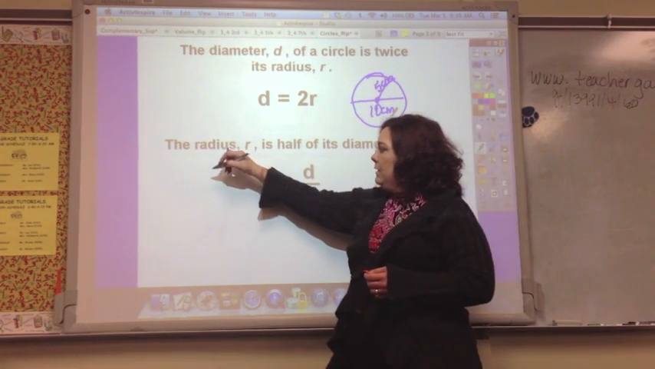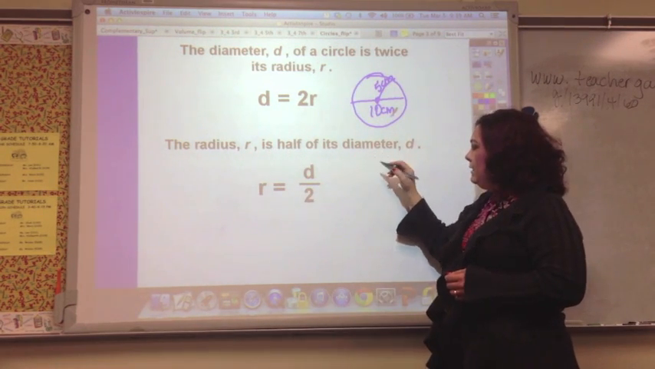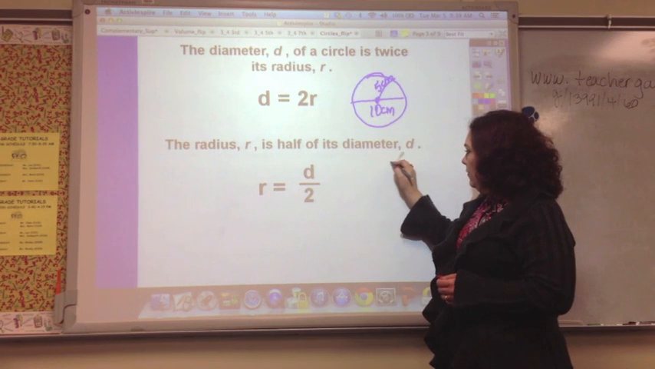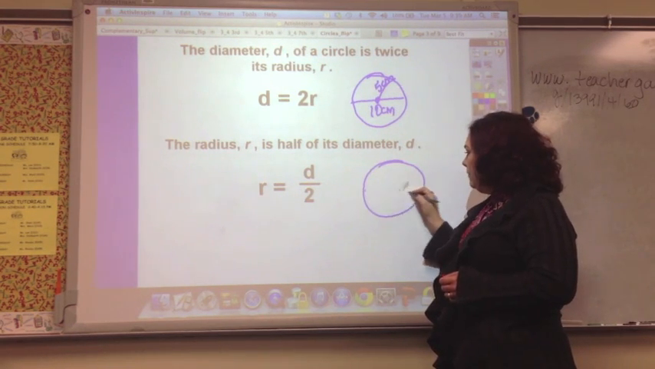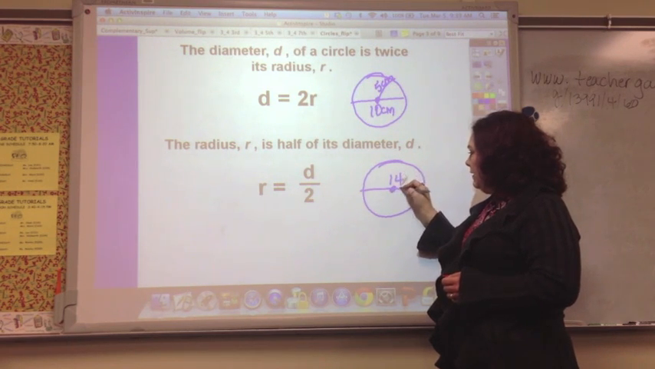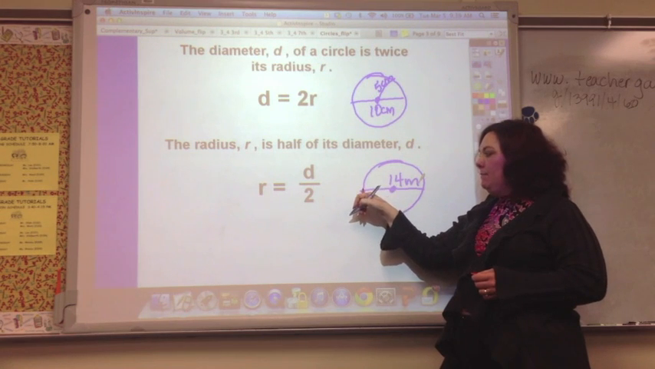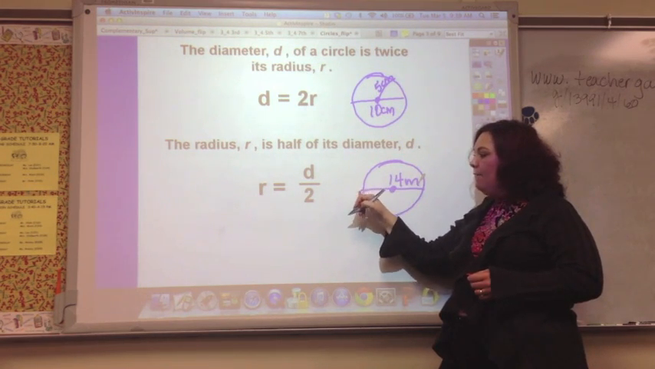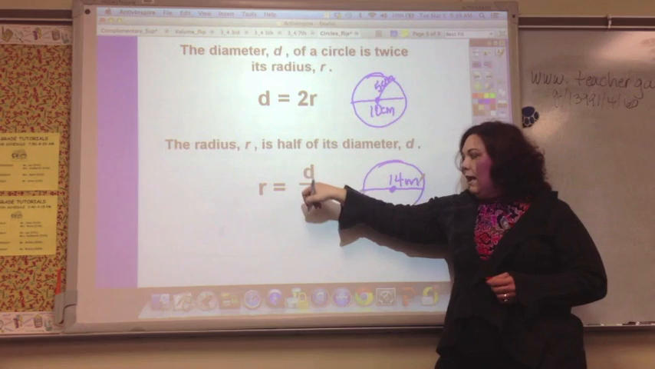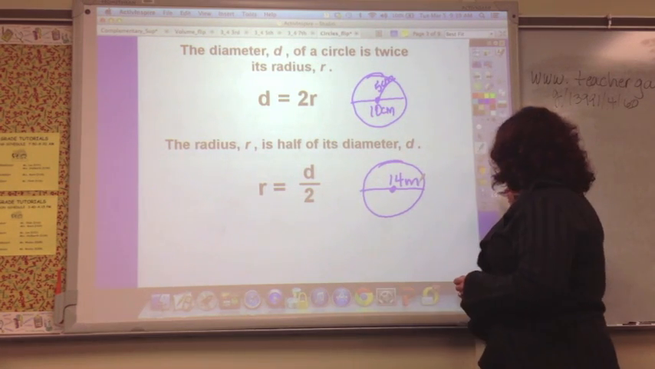And so this one, it says the radius is half of its diameter. So if I have a diameter of 14 meters, then the radius is half that. It's 7 meters. So I'm just looking at half. And that's what the radius is. And half is divided by 2.